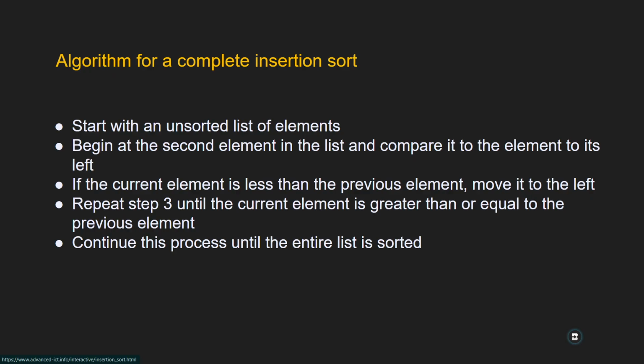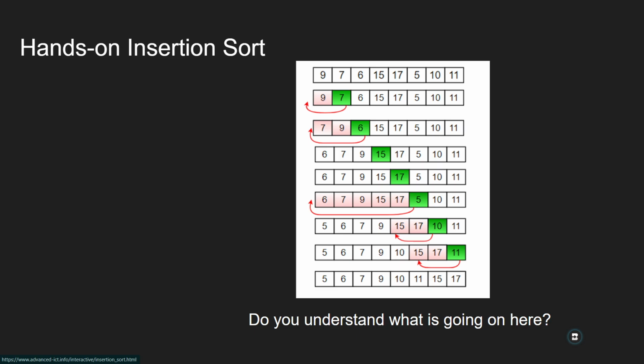We repeat this process until the current element is greater than or equal to the previous element. Just keep repeating. We're checking the left all the way down until the element is greater than or equal to the previous element. And then if we continue this process, at the end we will get an entire list of sorted elements, right? Here is the example again.